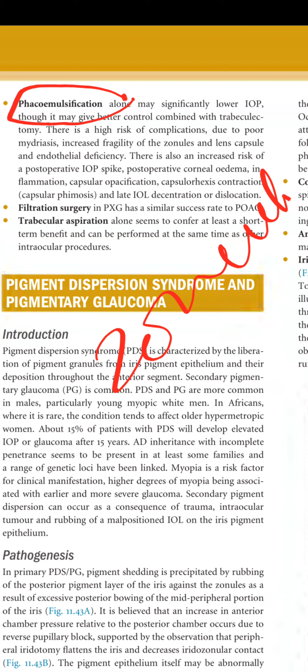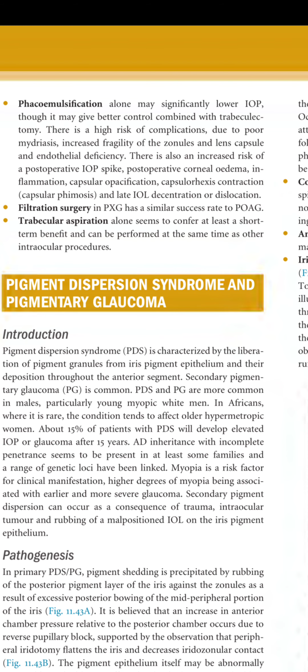There is also an increased risk of post-operative IOP spike, post-operative corneal edema, inflammation, capsular opacification, capsular contraction, capsular phimosis, and late IOL decentration or dislocation. Filtration surgery in pseudoexfoliation glaucoma has a similar success rate to POAG. Trabecular aspiration alone seems to confer at least a short-term benefit and can be performed at the same time as other intraocular procedures. Pigment dispersion syndrome and pigmentary glaucoma.